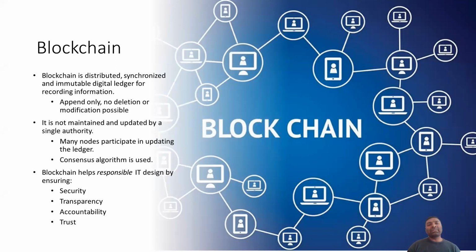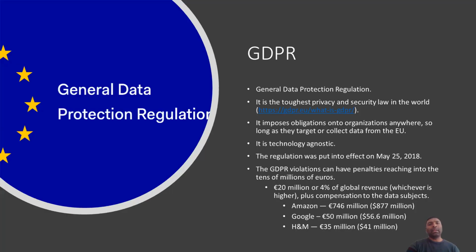Blockchain helps to design responsible information technology because it provides security. It uses cryptography and other techniques to ensure security. It is transparent because you can check whatever happened in the ledger. Then it is accountable, and all these things promote trust. So that's very brief about blockchain.